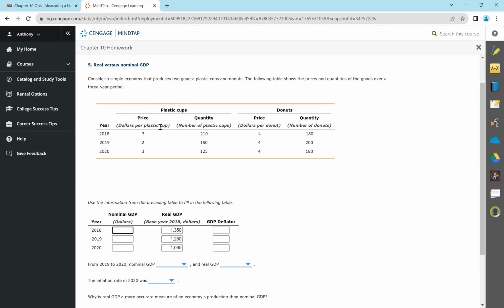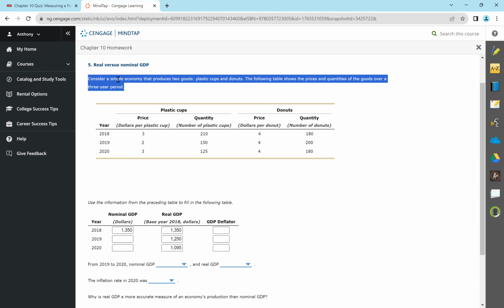The easier one is the nominal GDP, where you're just multiplying across, price times quantity plus price times quantity. The first one is, yes. So for the next one, go ahead and do 2 times 150, 4 times 200. 1100. Okay.